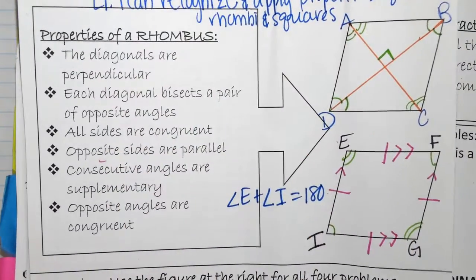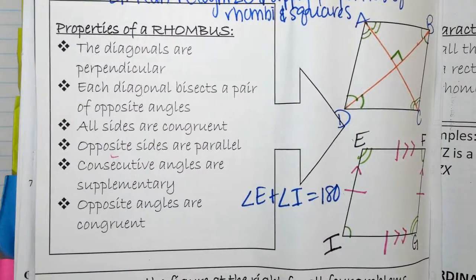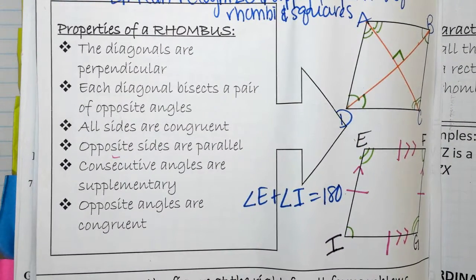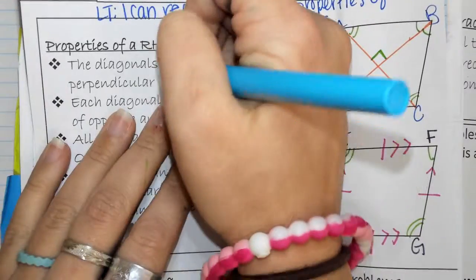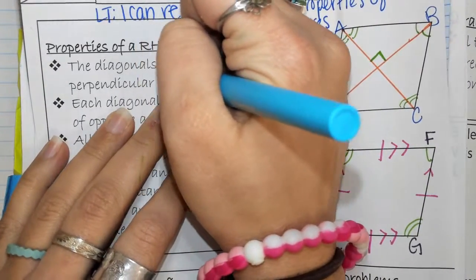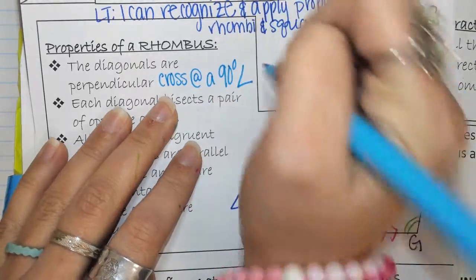So on Friday we talked about rhombi, and we talked about all the properties of rhombi. What is one property of the diagonals? What does it mean that they're perpendicular? They cross at a 90-degree angle. So let's write that: cross at a 90-degree angle.